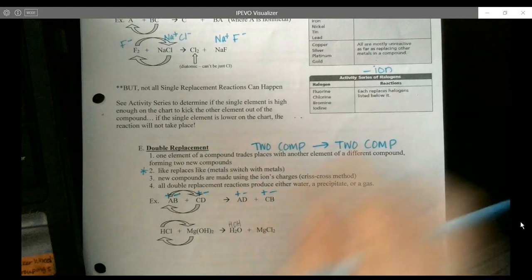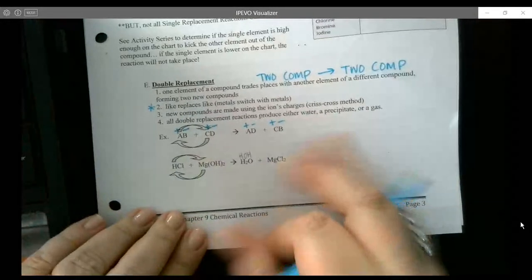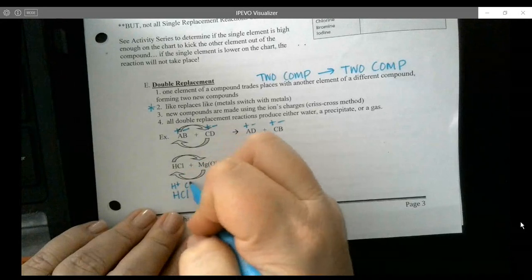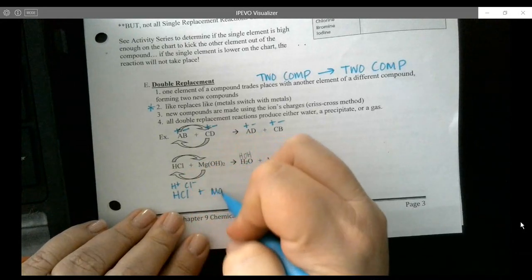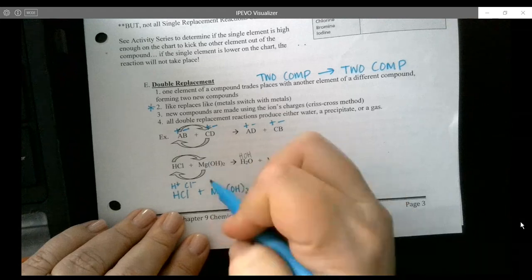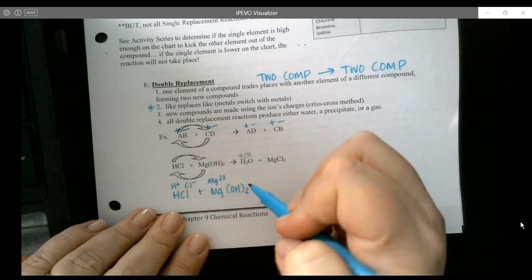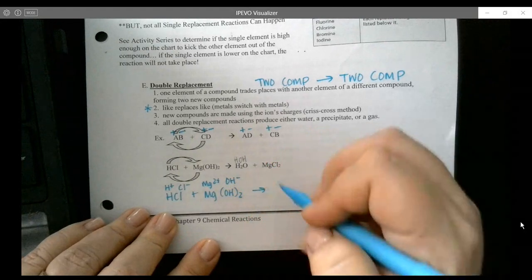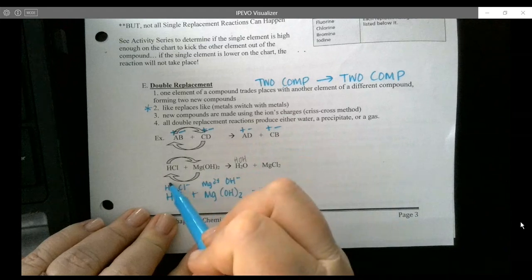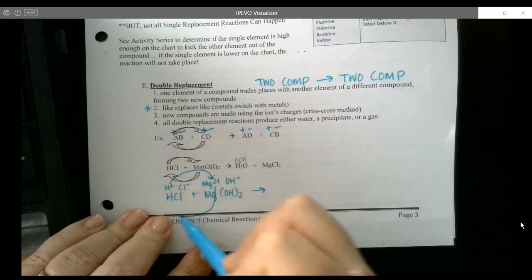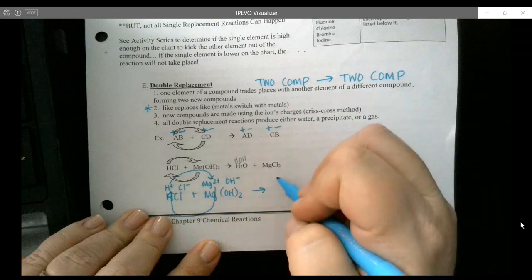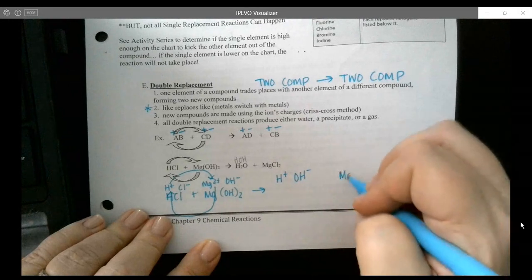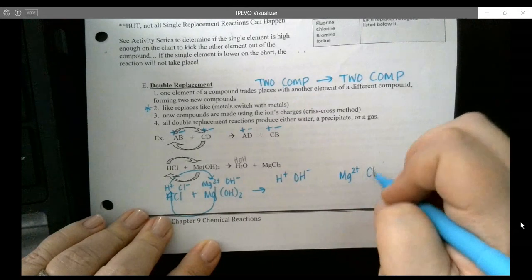Okay? So if we were looking at this bottom reaction as your example, you've got HCl, okay, and H is a +1, Cl is a -1, and you've got Mg(OH)2. Remember that Mg is a +2, OH is a polyatomic ion of -1. Then when you get to the other side, your positive is trading with the positive, and that positive is trading back. So now your H is going to be with OH, and your Mg2+ is going to be with your Cl negative.